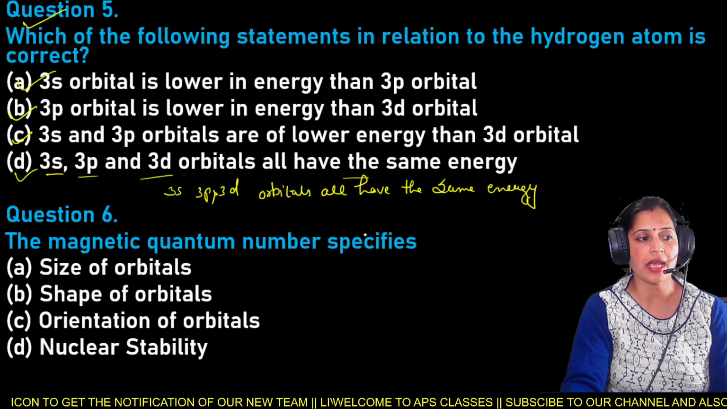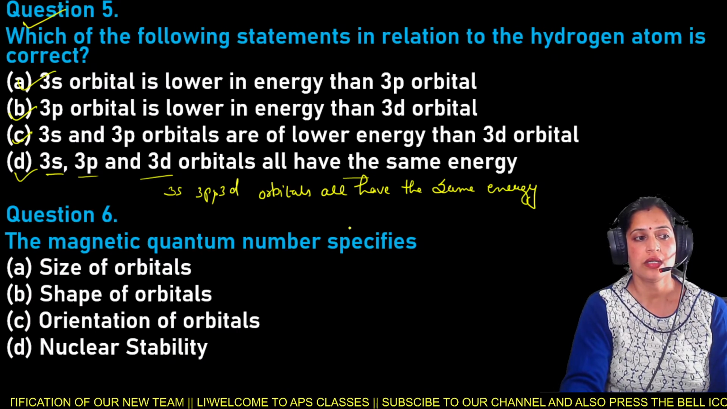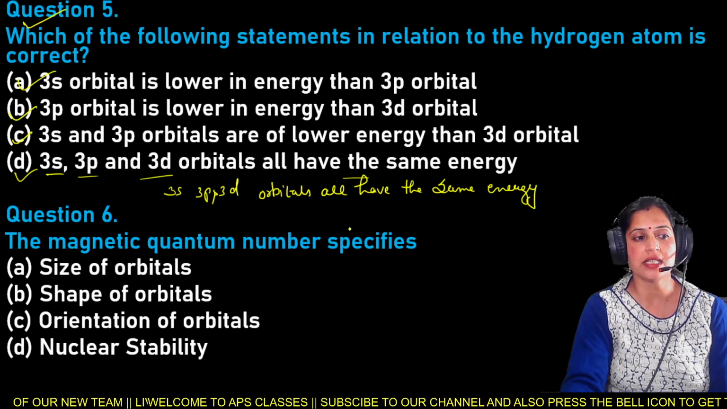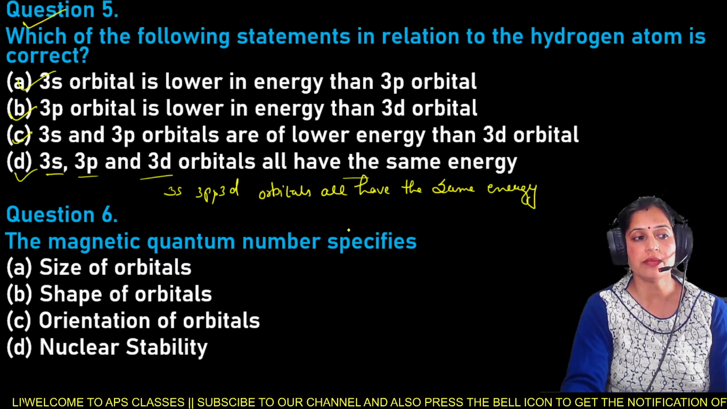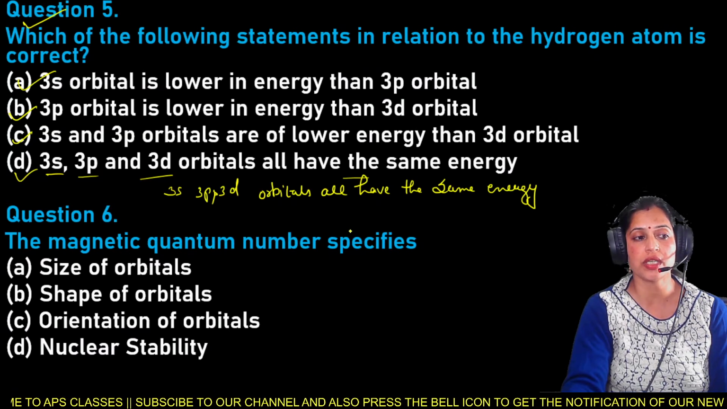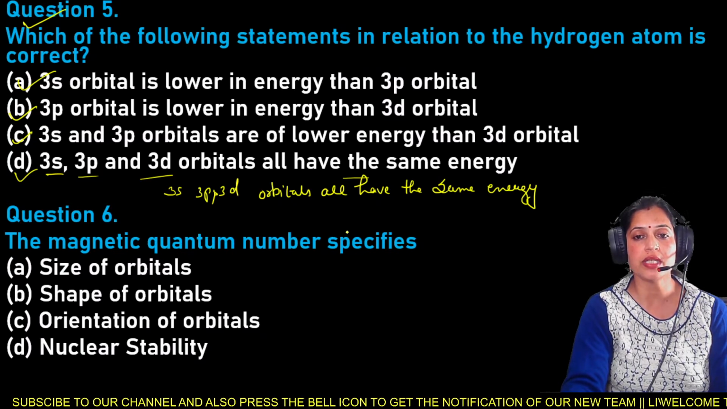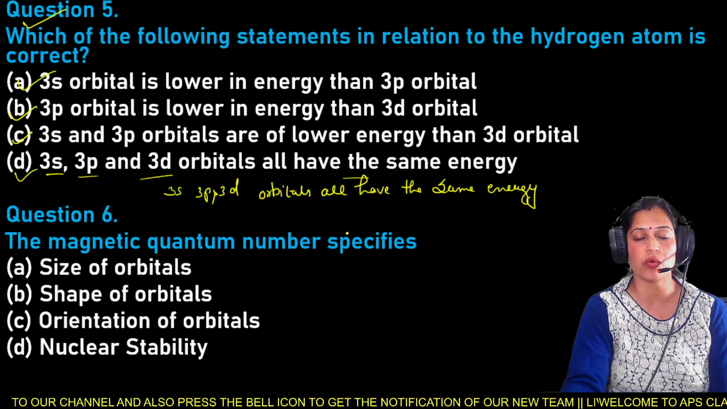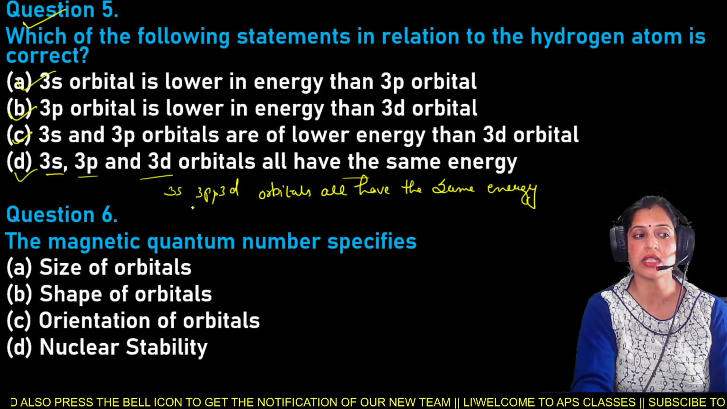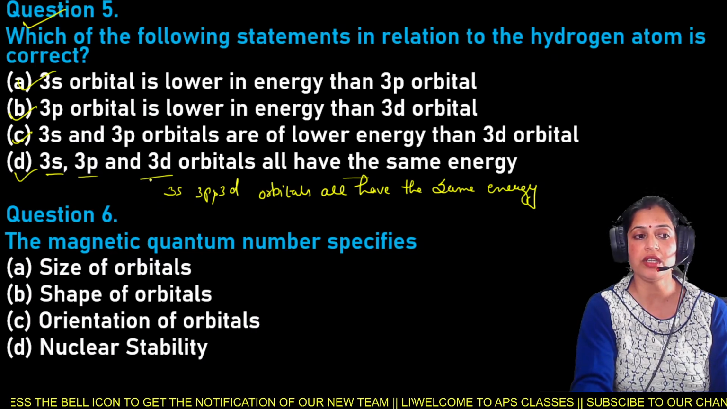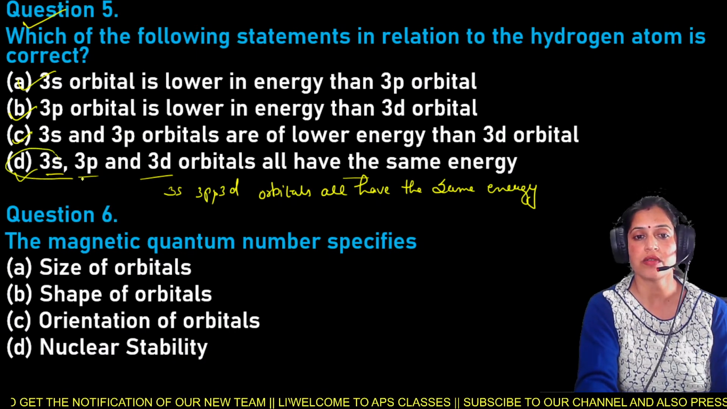A hydrogen atom has 1s configuration, and its 3s, 3p and 3d orbitals will have the same energy with respect to the 1s orbital. So here this is the right answer.